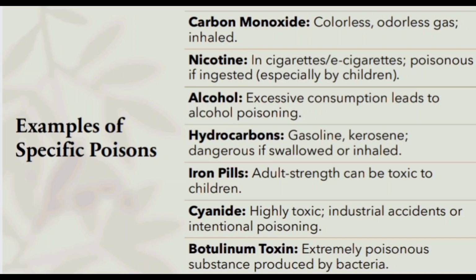Then iron pills: adult strength can be toxic to children. Iron poisoning is also there. Then cyanide poisoning, highly toxic, from industrial accidents or intentional poisoning. Then botulinum toxin, it is an extremely poisonous substance which is produced by a bacteria.